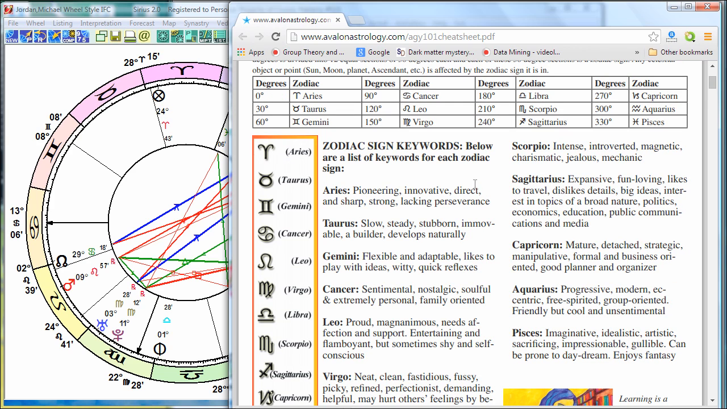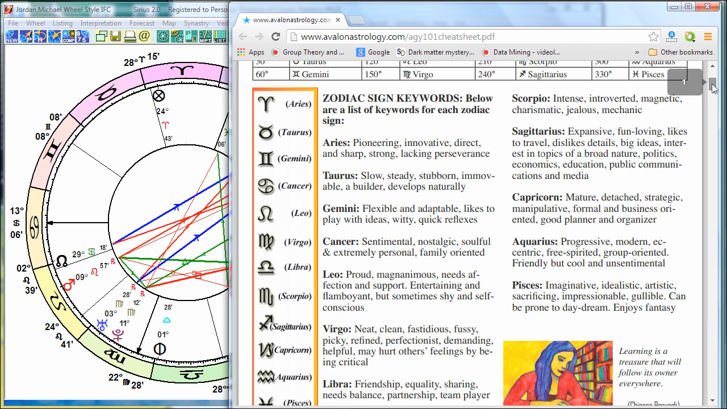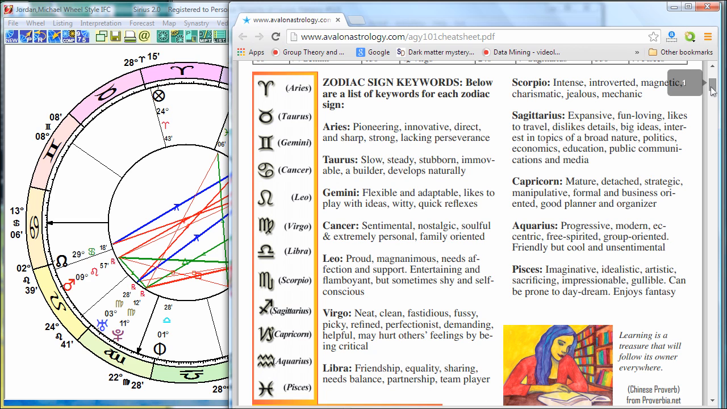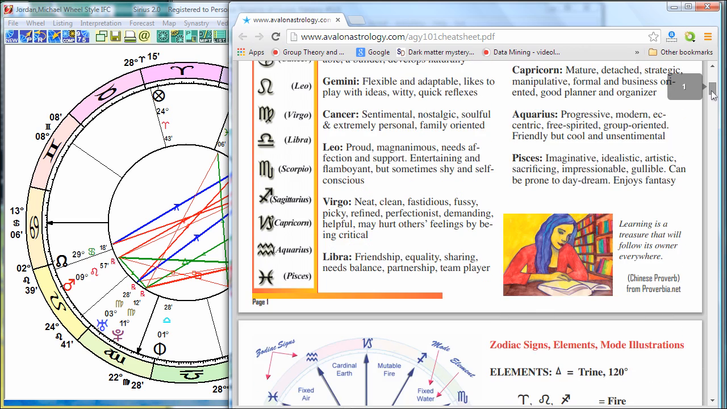Aries is pioneering, innovative, direct. Taurus is slow, steady, stubborn. Just a quick, simple meaning. And again, different astrologers are going to put different emphasis. But this will get you going with some of the commonly used ideas about the zodiac signs.